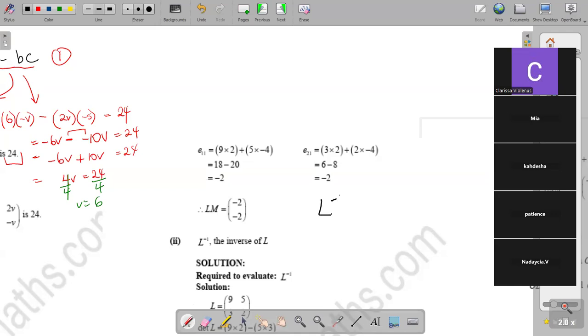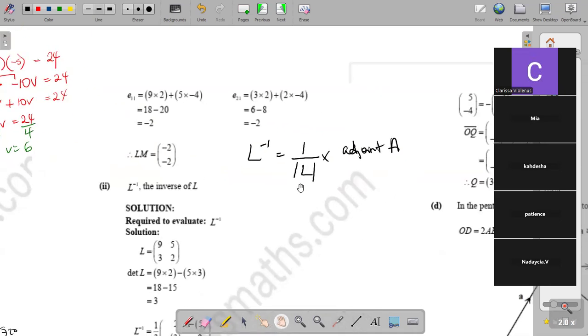So A inverse, or any inverse, is equal to 1 over the determinant of A times the adjoint of A. Does that sound familiar, people? Am I jogging your memory? Do you remember now the adjoint of A? So we already know how to find the determinant, so we're going to find the determinant first.